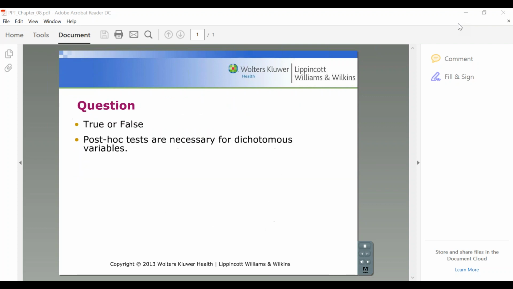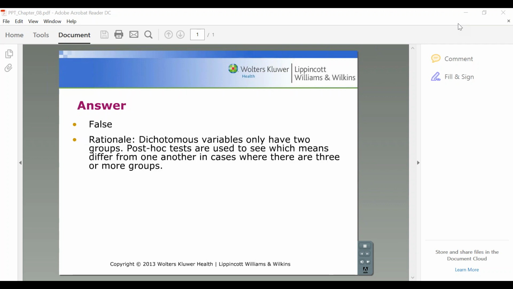So in our last question, we asked, post hoc tests are necessary for dichotomous variables. I think that's kind of easy. False. Dichotomous variables only have two groups. Post hoc tests are used to see which means differ from one another in cases where there are three or more groups. Okay.